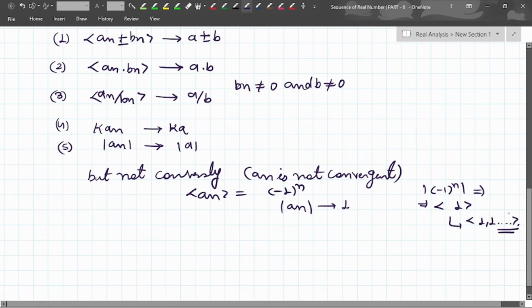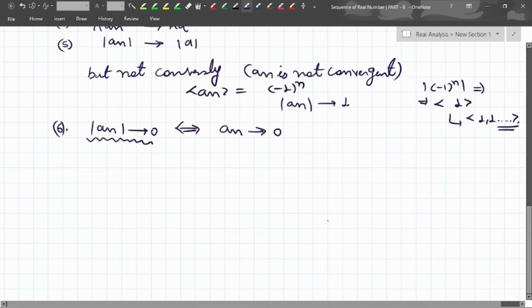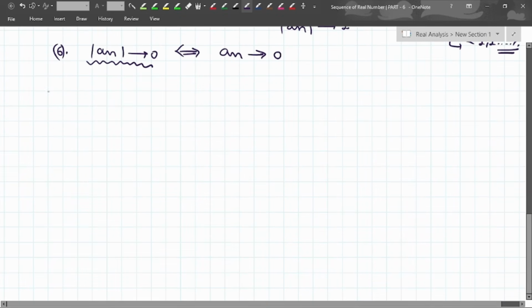It is finite. Okay, so the sixth result that we can discuss is: a_n tending to 0, or the modulus value of a_n tending to 0, double implies that a_n is tending to 0. It means if a sequence is converging to 0, its modulus value is converging to 0, and if and only if, the sequence is converging to 0.